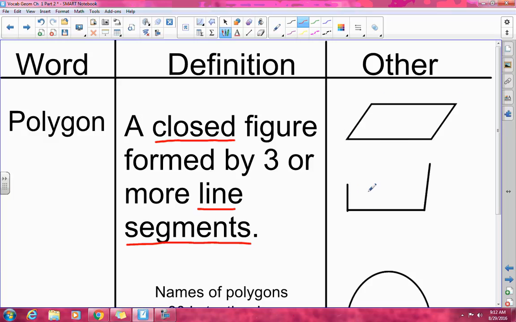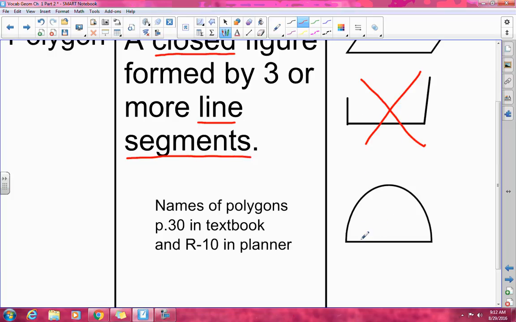This one is not a polygon because it is open. This side right here is not closed, so not a polygon. And down here, this is not a polygon because it has a curved edge. It's not a line segment. This one's closed, but the edges aren't made of line segments.